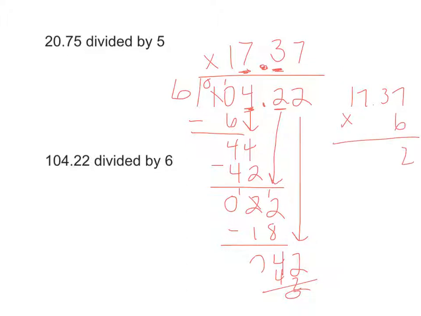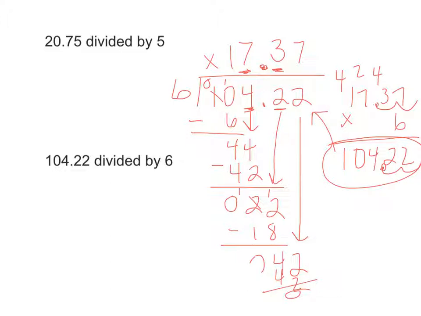Six times 7 is 42. 6 times 3 is 18. 18 plus 4 is 22. 6 times 7 is 42, and 42 plus 2 is 44. 6 times 1 is 6, and 6 plus 4 is 10. And my last step is there are 2 numbers behind the decimal in the problem, which means there are 2 behind it in the answer. And I got 104 and 22 hundredths, which is what I started with.